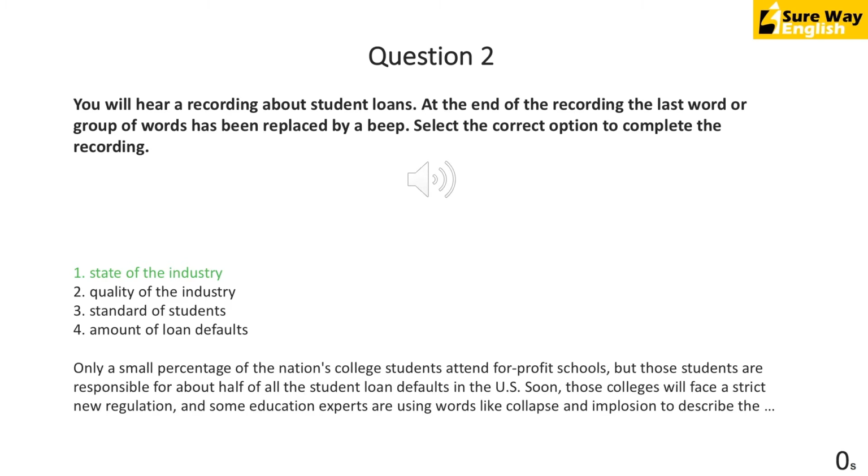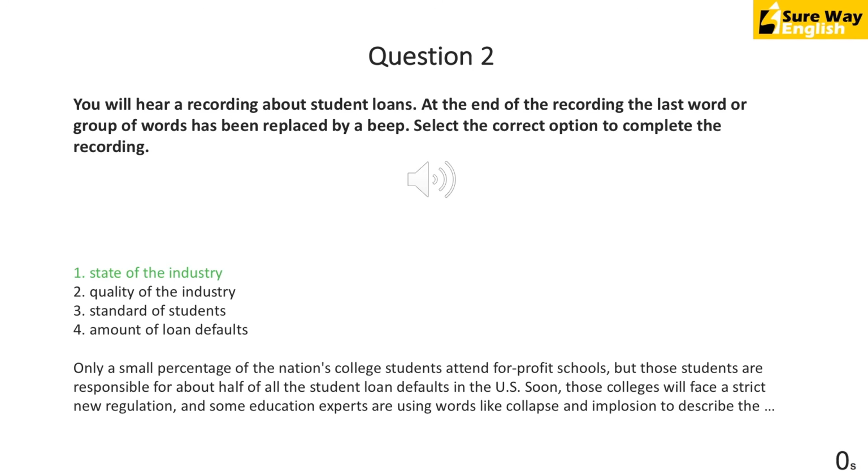The transcript, this is what it is. So, it's saying that only a small percentage of the nation's college students attend for-profit schools, but they are responsible for about half of all the student loan defaults in the US. And then these colleges will face a strict new regulation, and that's what they mean by industry. So education industry, or these colleges, that the words like collapse are used to describe the state of these colleges or state of the education industry. That's what we'll go with, option number one.